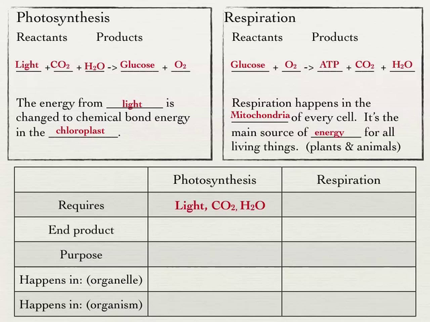Now, on your quiz tomorrow, we'll phrase this differently. We might say requires. We might say uses. Might say needs. Photosynthesis needs those three things. It uses, it requires. They're the reactants. What about respiration? What does respiration need? Emily? Glucose. What else, Nori? O2. O2 and glucose.